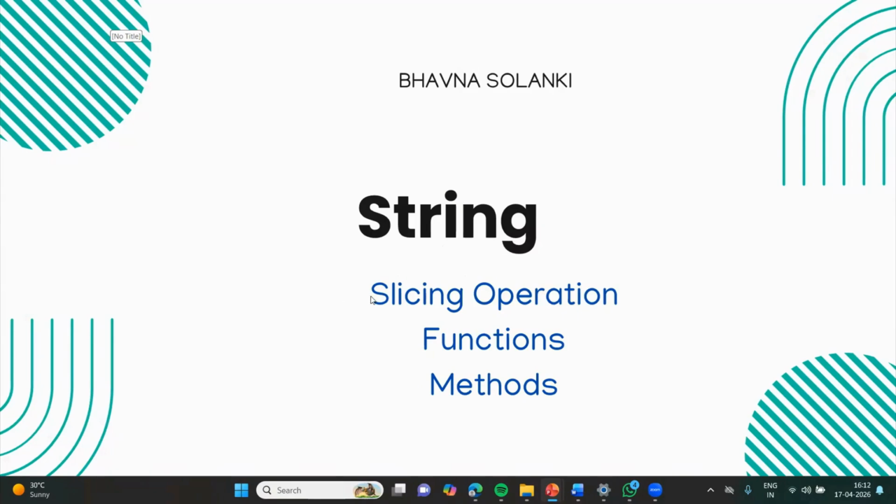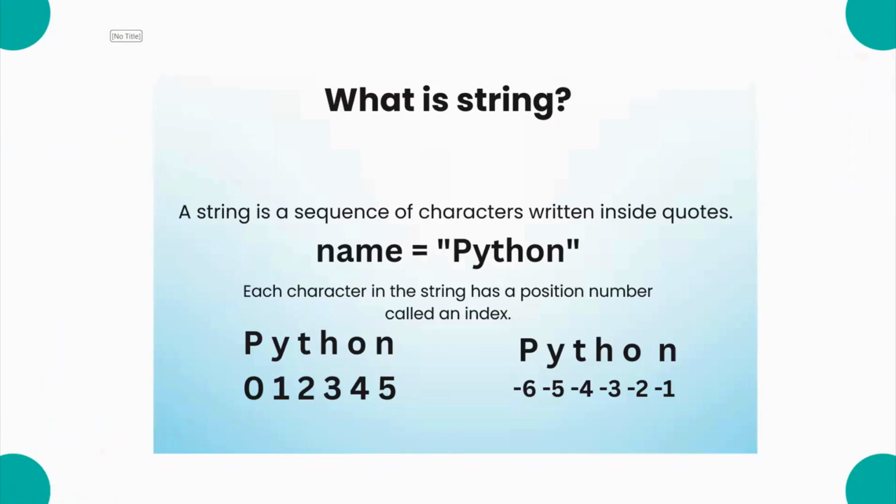So these three important things we are going to learn in today's class: slicing operation, functions, and methods. What is a string? A string is a sequence of characters written inside the quotes. For example, name equal to Python. Each character in the string has a position number called an index. For example, Python: 0, 1, 2, 3, 4, 5. These are the positions of all the letters. It is acceptable to use positive and negative indexes in a string.